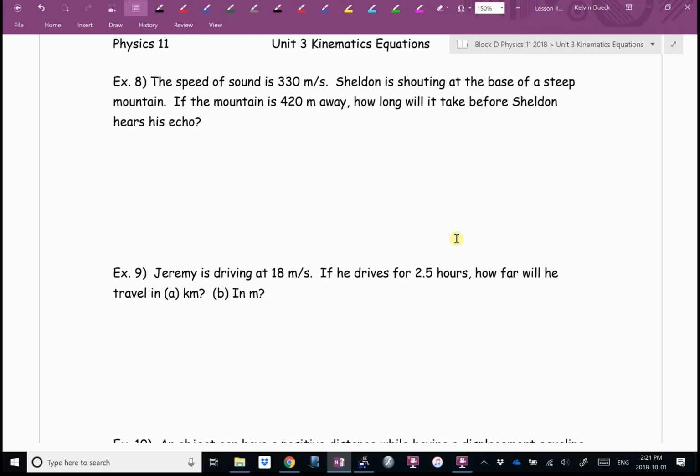What's this question asking me to find? In terms of the physics variables we've been looking at, what's it asking me to find? I think the distance is 420. I'm going to say that's a bad guess. Write down t equals question mark.